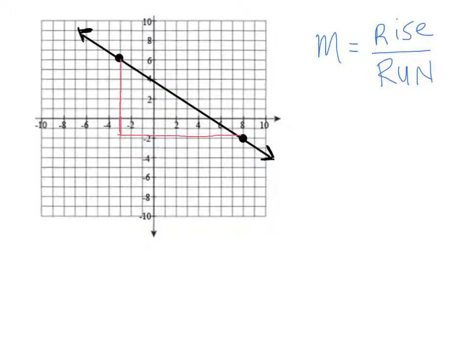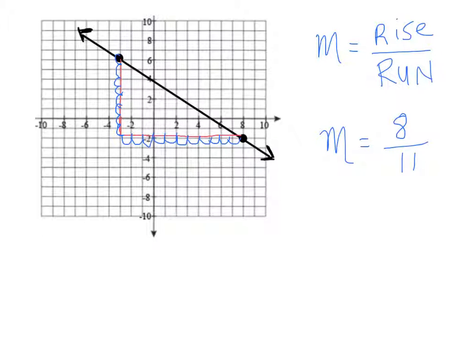Let's see, I'll count the rise first. So let me see, 1, 2, 3, 4, 5, 6, 7, 8. So the rise is 8 units. So in this case, m is going to equal 8 over something. All right, let's count the run. Let's see, 1, 2, 3, 4, 5, 6, 7, 8, 9, 10, 11. So that one's 11 units.